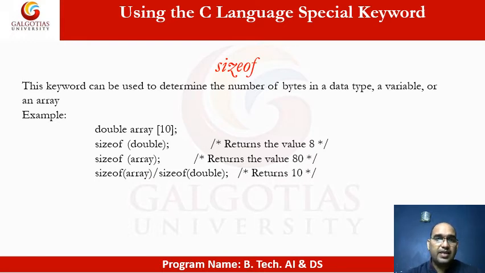Here you can see that if I write sizeof(array) divided by sizeof(double), it will return 10. Why? Because if the array is of double type, double takes 8, and 8 into 10 is 80. So the size of the array is 80, and the size of double is 8. So 80 divided by 8 is equal to 10.